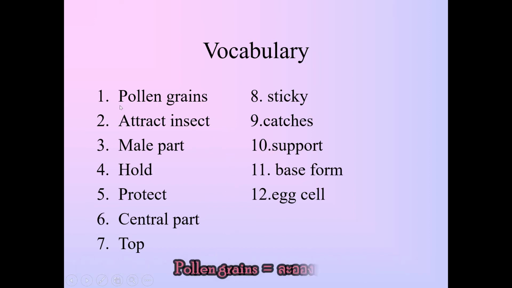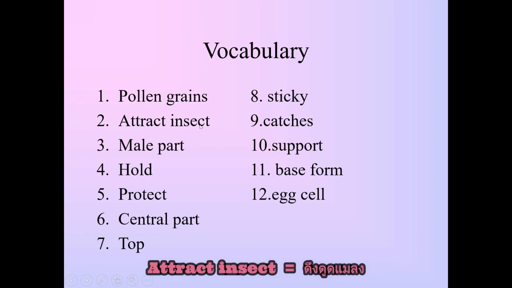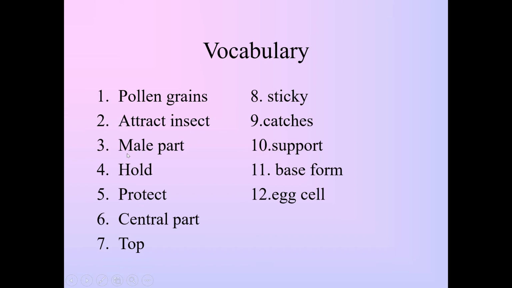Okay, number 1, pollen grains. Number 2, attract insect. Number 3, male part. Number 4, hold. Number 5, protect. Number 6, central part.